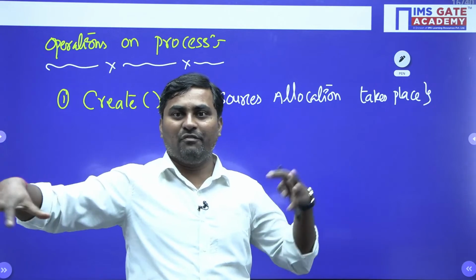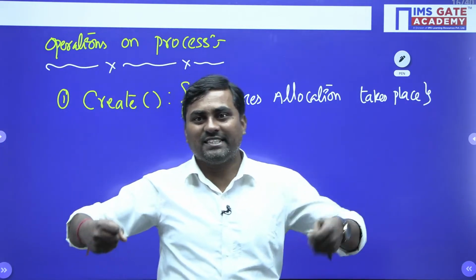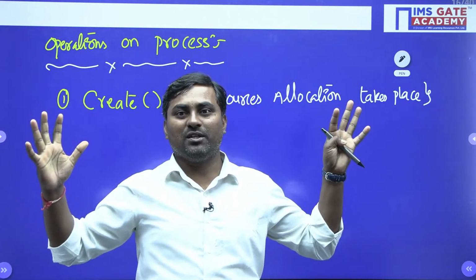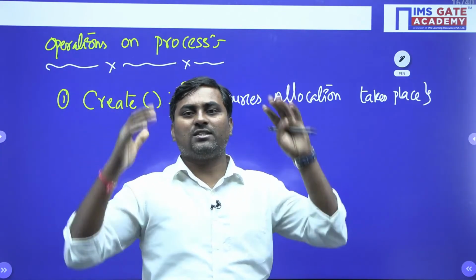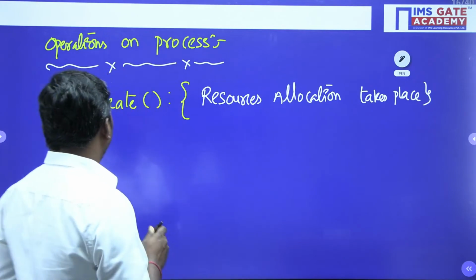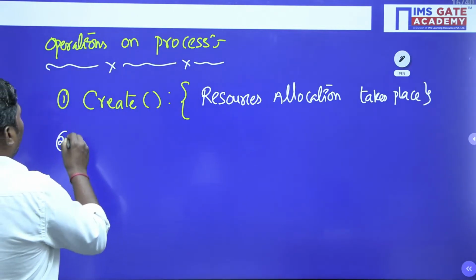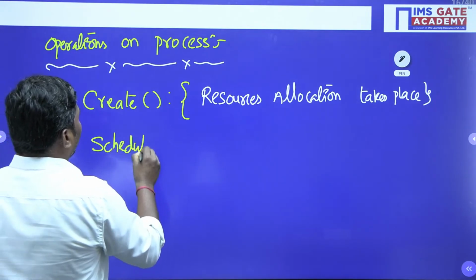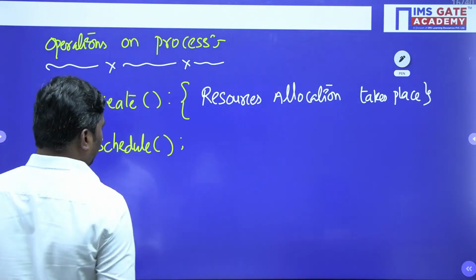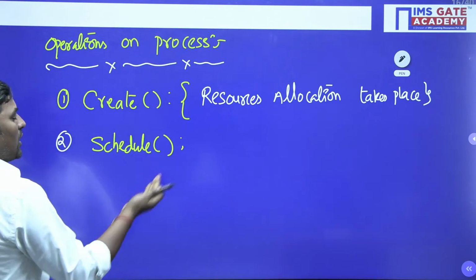Now once everything is created, yes, it is processing, yes, I am ready, I can run execution. I am just waiting for the CPU to allocate. Once the CPU is allocated, I will start my execution like this. Create. The second one is schedule. Schedule means the created process we are scheduling for execution. So schedule or dispatch, you understand.